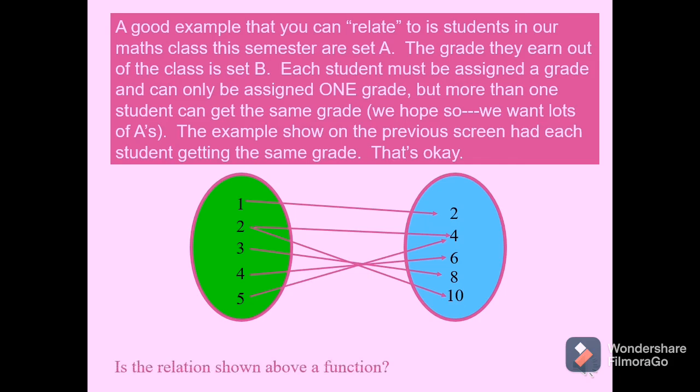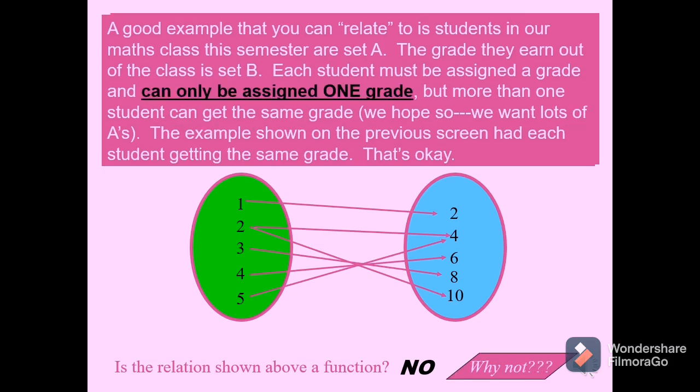Is the relation shown above a function? The answer here is no. Why not? It says that each student can only be assigned one grade, but by looking at student number 2, they are assigned 2 grades, which are 4 and 10. So since student 2 gets 2 grades, this is not a function.